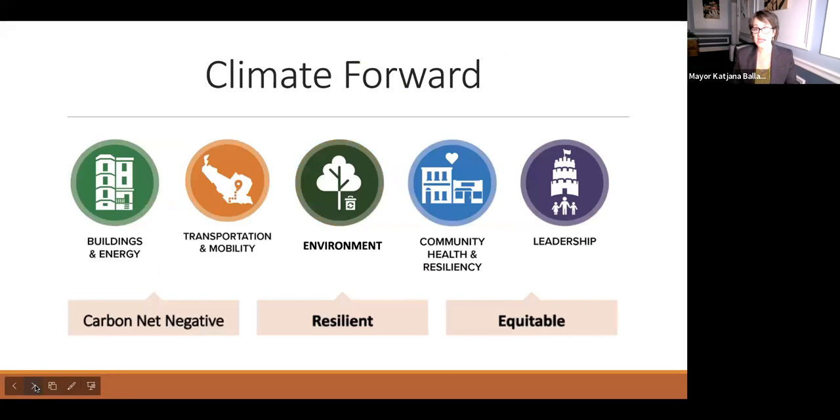So, as we are guided by these 3 key principles of actions, we're focused on 5 areas to target our efforts. 1, buildings; 2, transportation and mobility; 3, the environment; 4, community; and 5, leadership.